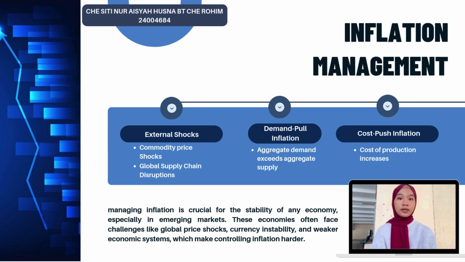Second one is demand-pull inflation. When aggregate demand exceeds aggregate supply, prices rise. In emerging economies, rapid economic growth and or government stimulus can increase demand faster than supply can keep up, leading to demand-pull inflation. Lastly is cost-push inflation.